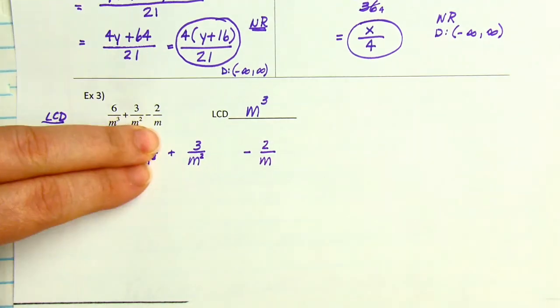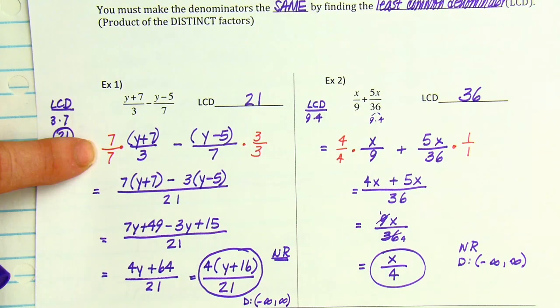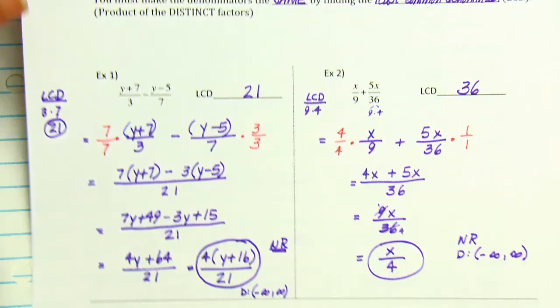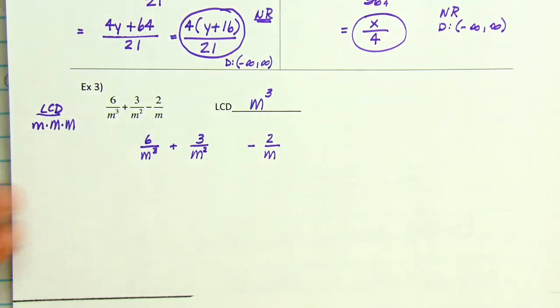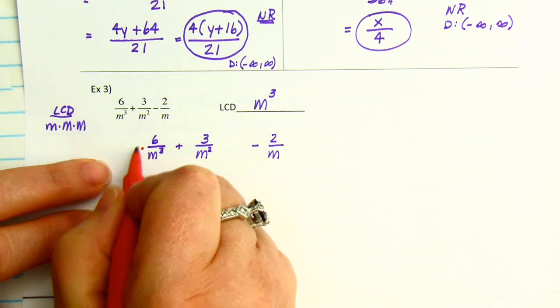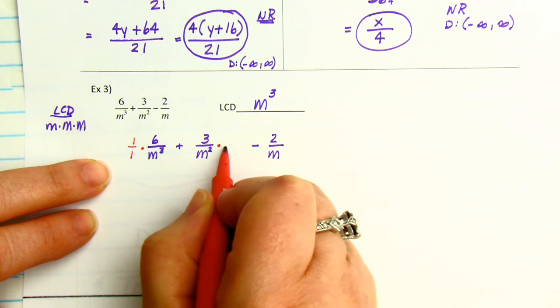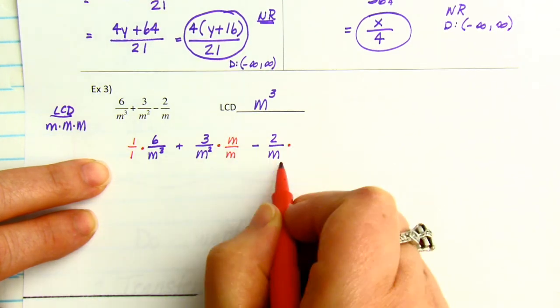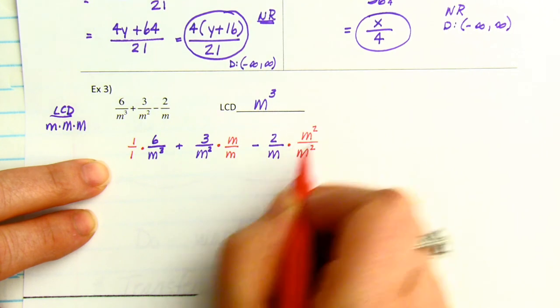If you noticed up here, I just put what I had to multiply by on the left side of this fraction and the right side of that one. But when I have 3 fractions, I need to leave some space. All right, LCD is m cubed. That has an m cubed, so that's just simply multiplied by 1 over 1. This is an m squared. I have to make it be an m cubed, so I need an m over m. This is just an m, so I need an m squared over m squared to make that be an m cubed.